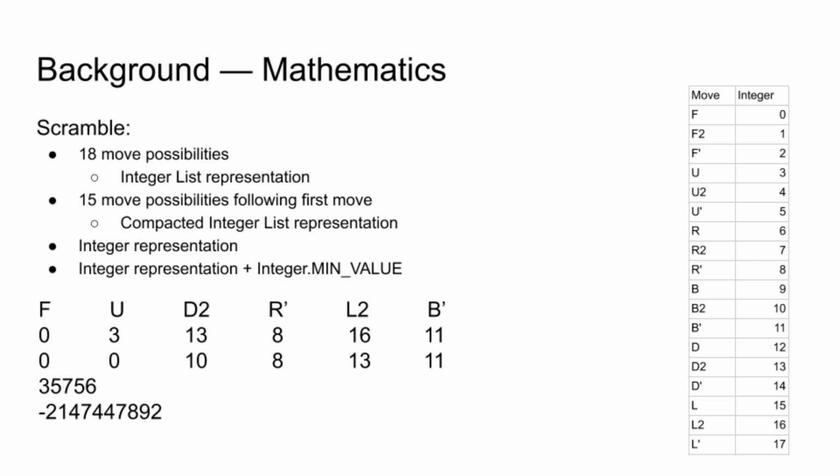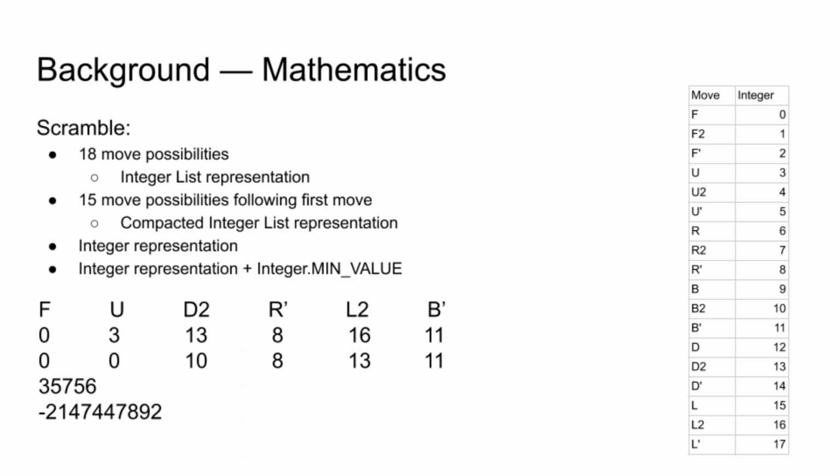For example, below you can see a scramble first in string form, then in integer list form. To convert it to compacted integer list form, we would start with 0, the first move, and add it to the list. The second move, 3, is greater than 0, so we subtract 3 from it before adding it to the list. 13 is greater than 3, so we subtract 3 and put 10 into the list. 8 is less than 13, so it is put straight onto the list, and so on.